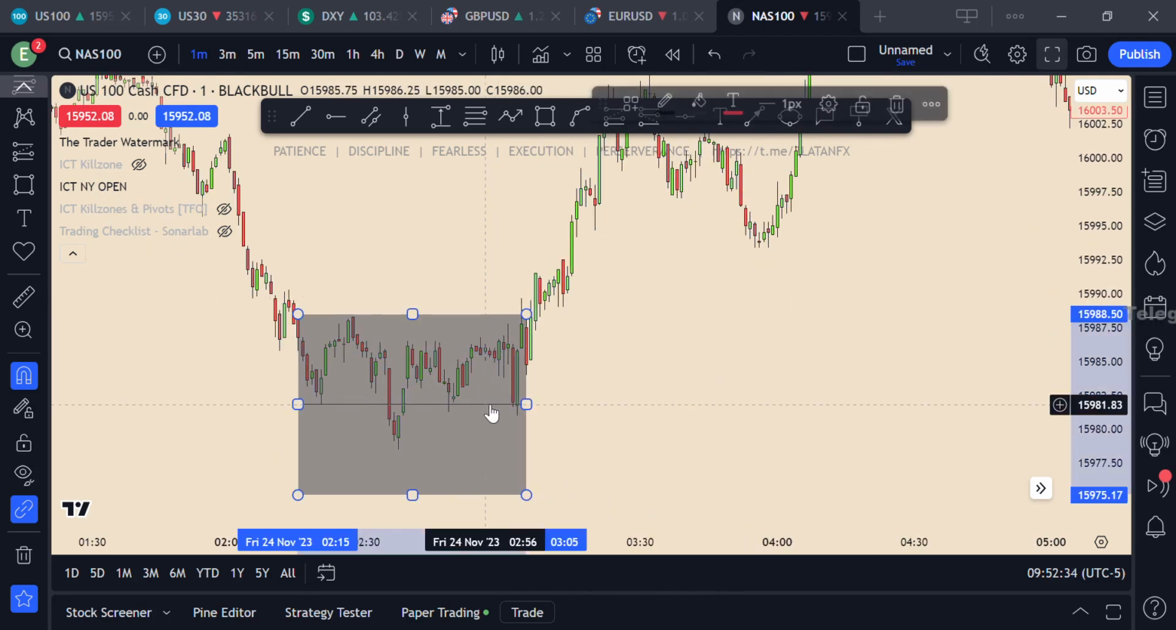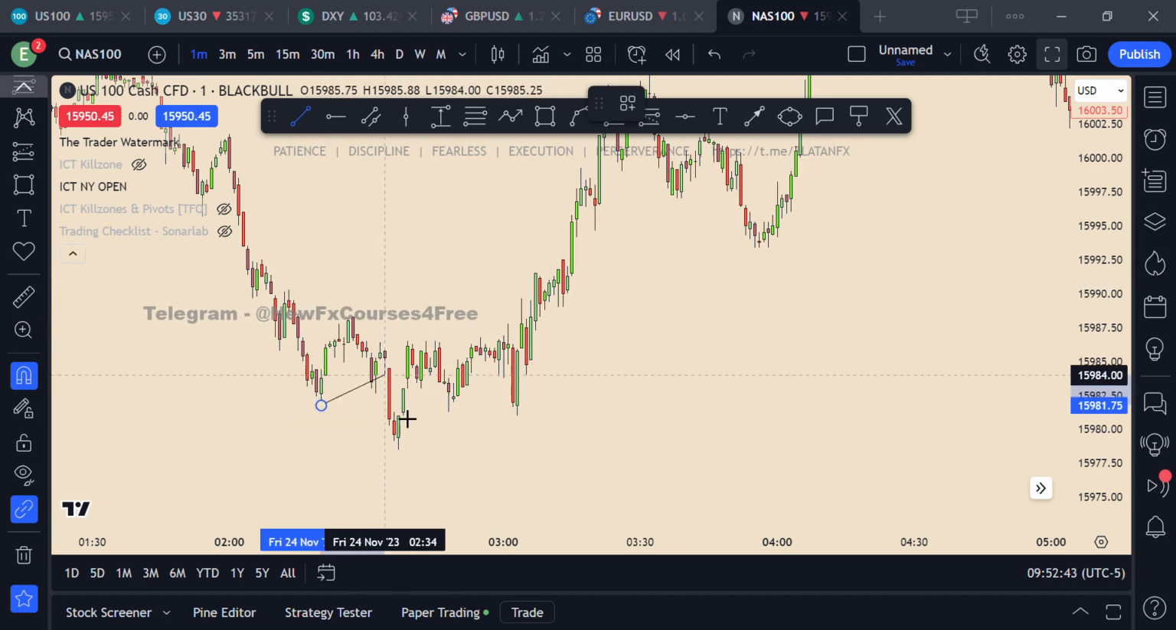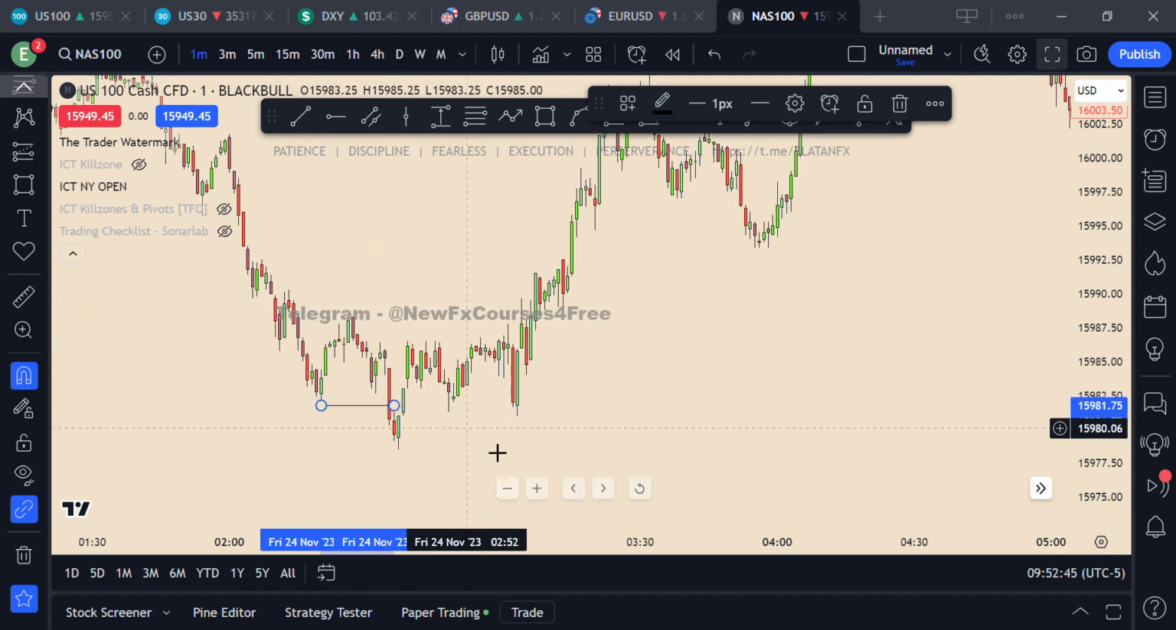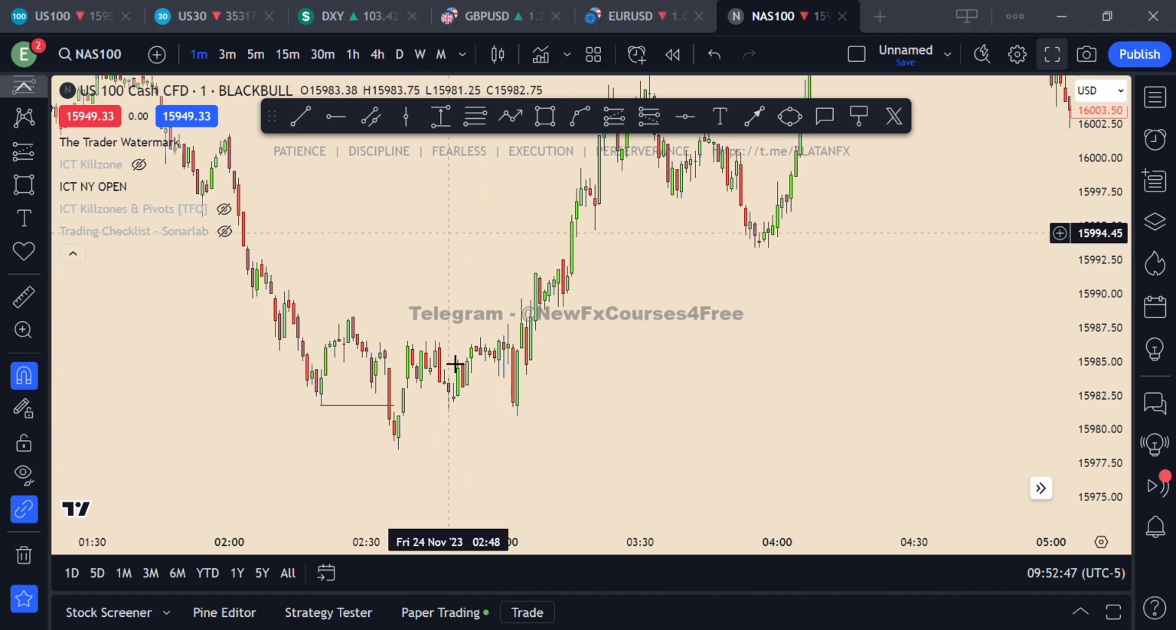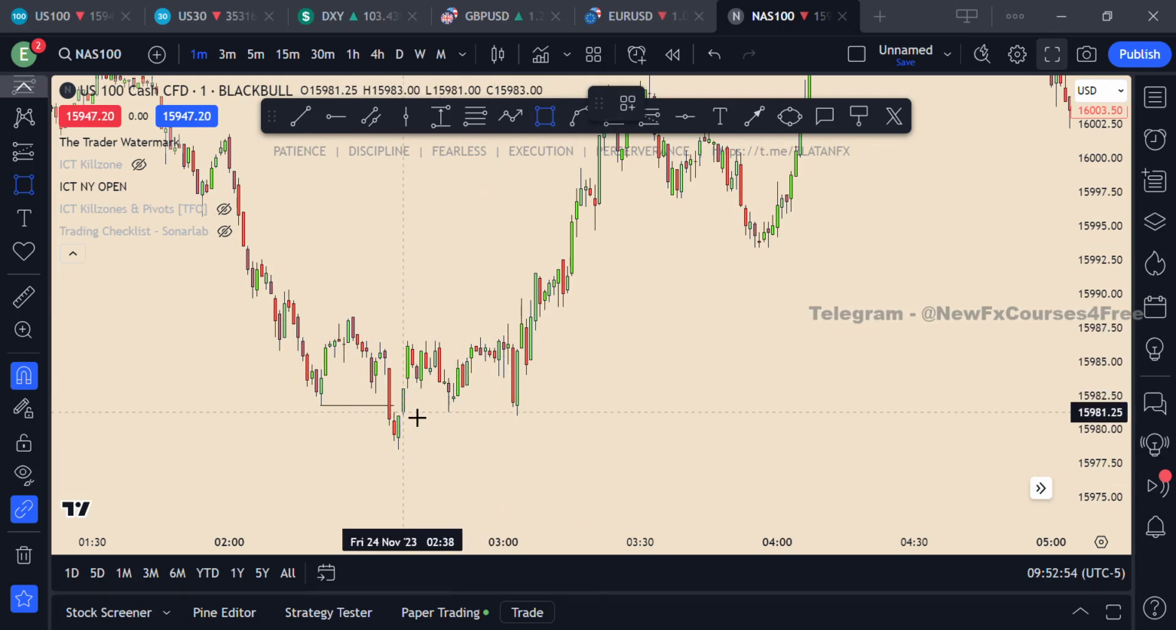Okay, I can delete this box right now, right? We swept liquidity, right? We swept this liquidity right here. We swept this liquidity right here, and we close above. Now this is a fair value gap right here.